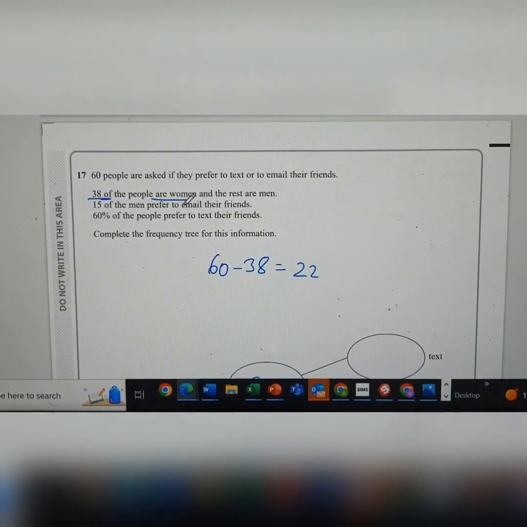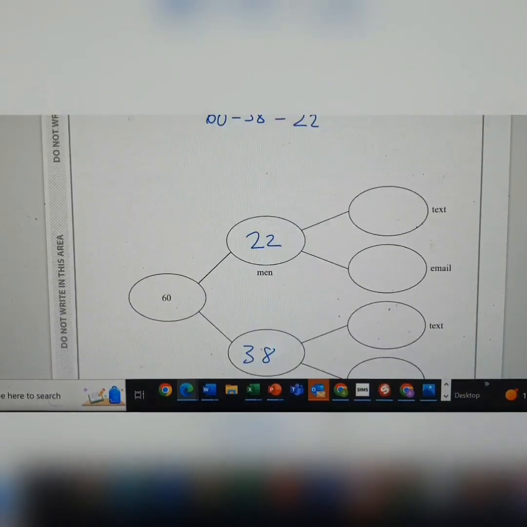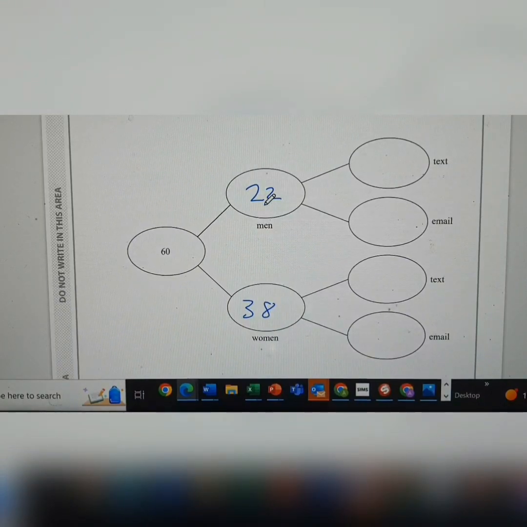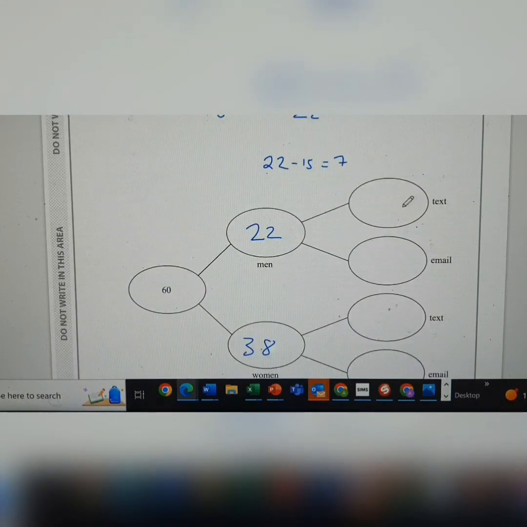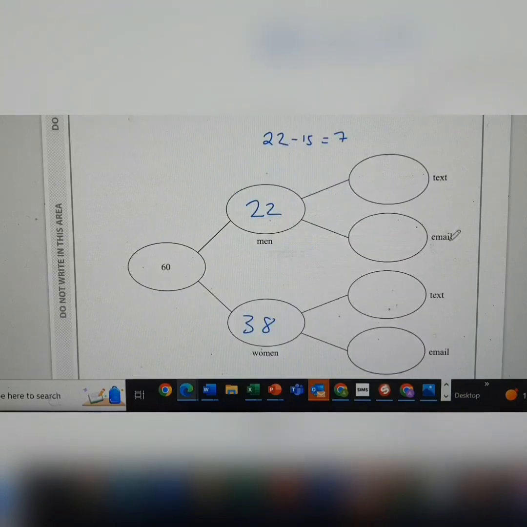15 of the men prefer to email their friends. So 15 of the men, so you need to do 22 take away 15. 22 take away 15 in your calculator. Prefer to email their friends. So you're going to put 15 in here and 7 in there.